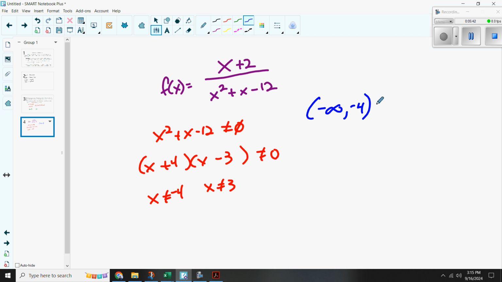And then I'm going to unite. Remember that I can go from negative 4 to positive 3. Those are all good numbers. And I can unite that with 3 to infinity. So that might be my domain using the denominator, the D part of "Don't Ride Lions, DEER."